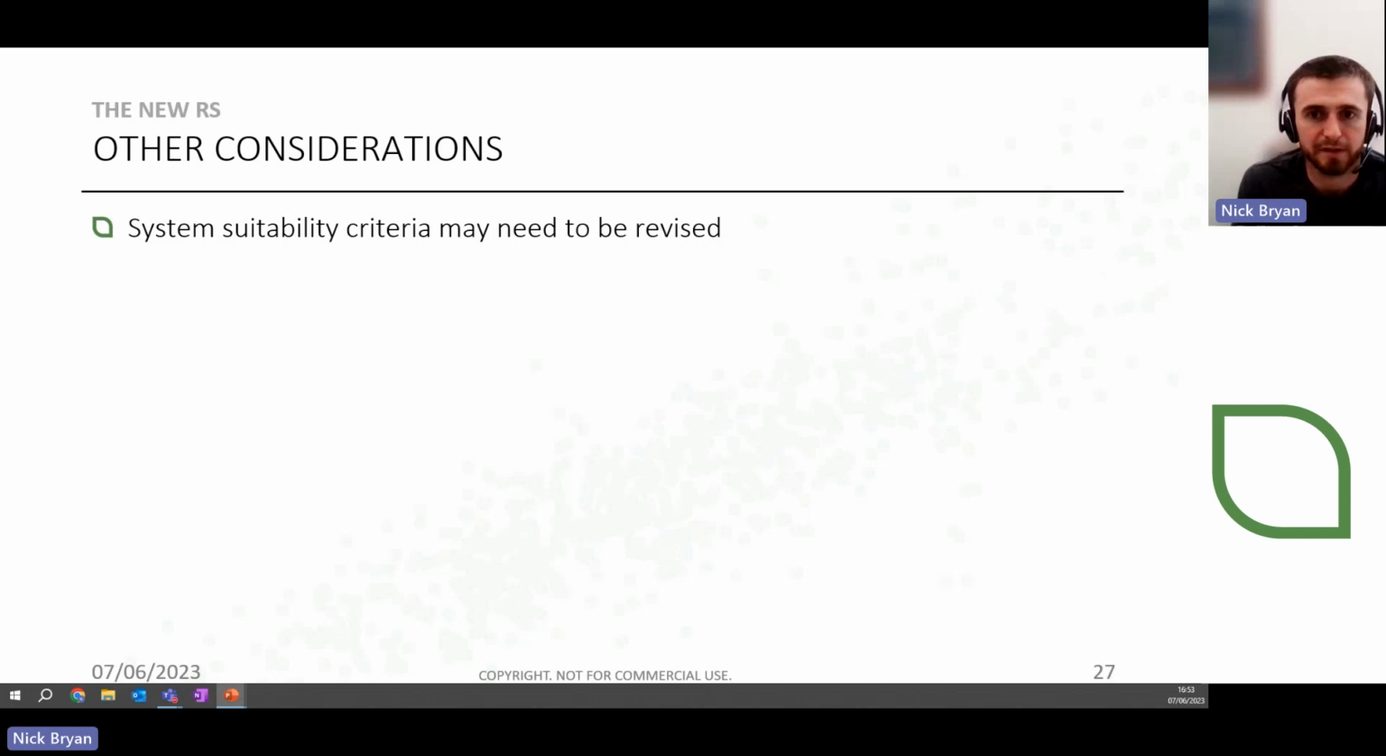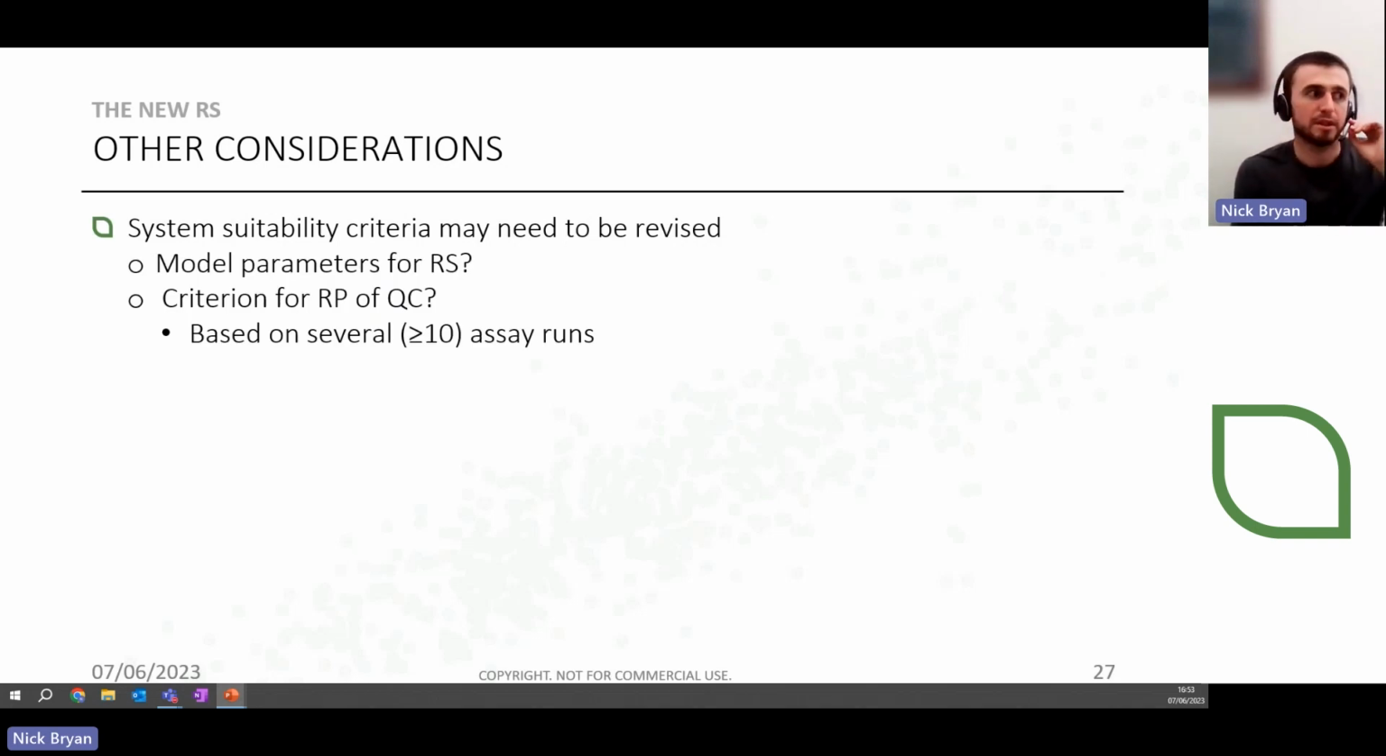So some other considerations that we need to take into account for the new reference standard and how we set this up is that system suitability criteria may need to be revised once we have our new reference standard in place. And that's because the model parameters for our reference standard could change. In addition, the criterion for the relative potency of our QC sample might also change because it's no longer relative to the same reference standard.